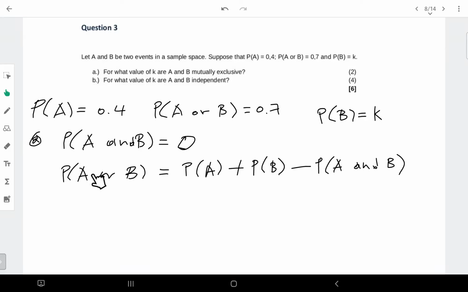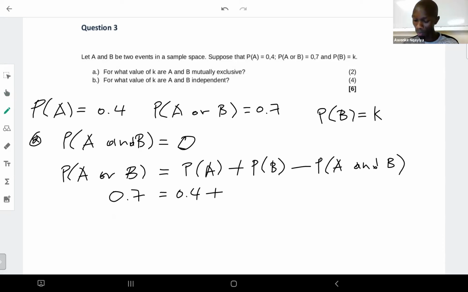0.7. Yep, we are going to substitute 0.7. What are we going to substitute for probability of A? 0.4. What are we going to substitute for probability of B? Okay. What are we going to substitute for probability of A and B? 0. Yep, excellent. The reason why is that these events are mutually exclusive.